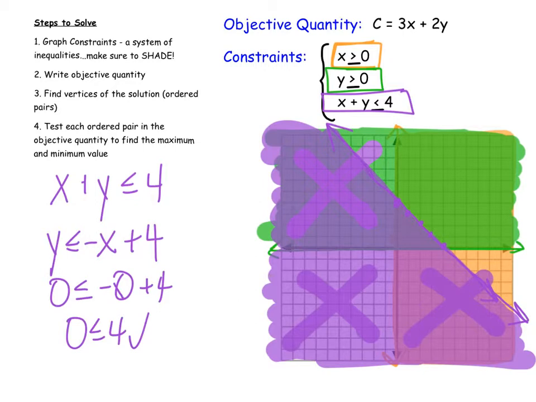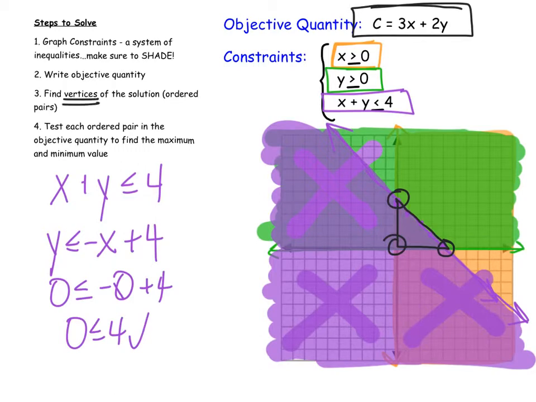Now, what we want to look for is the area of overlap that we have. And so right here is where all 3 equations are highlighted. I shaded it in orange, green, and purple in that little triangle. And so we're going to take our objective quantity and plug in the vertices of the solution area. My vertices are (0, 0), (4, 0), and (0, 4).